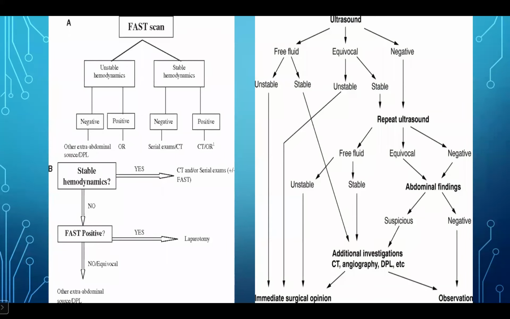FAST scan in unstable hemodynamics, if it is negative, needs searching for other extra-abdominal organ injury or even diagnostic peritoneal lavage, while in case of positive FAST scan in an unstable patient, it needs immediate surgery and the patient must go immediately to the operating room. If the FAST scan is equivocal or indeterminate, we also depend upon the hemodynamic state of the patient. If it's unstable, immediate surgery is the option, while if it is stable, we can repeat the ultrasound, and after that we can decide, and never forget the hemodynamic state of the patient.